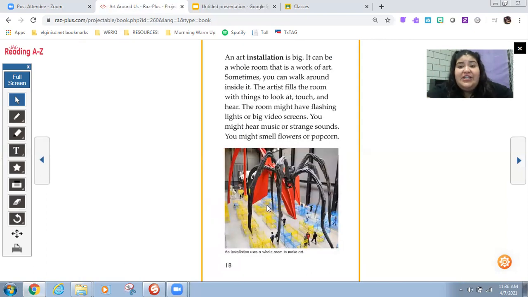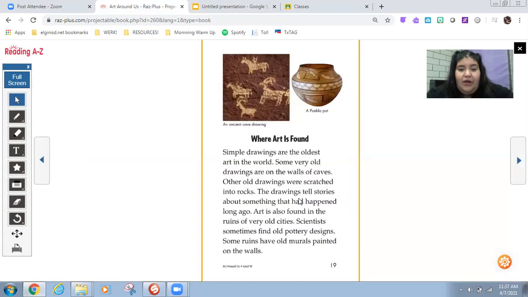An art installation is big. It can be a whole room that is a work of art. Sometimes you can walk around inside it. Ooh, this reminds me of the Thinkery. The artist fills the room with things to look at, touch, and hear. The room might have flashing lights or big video screens. You might hear music or strange sounds. You might even smell flowers or popcorn. It says an installation uses a whole room to make art.